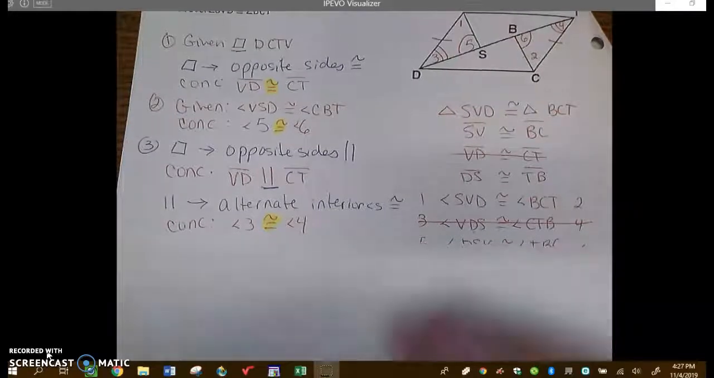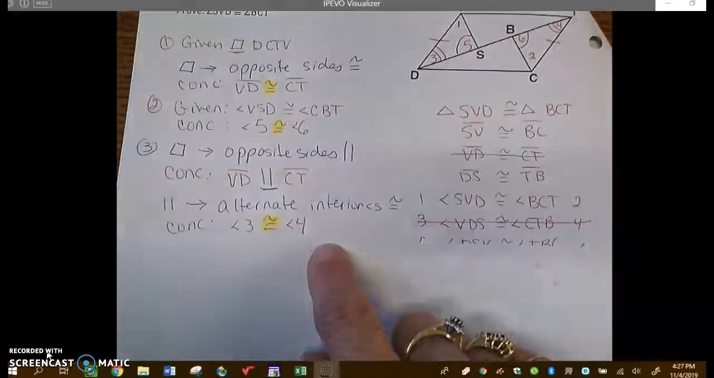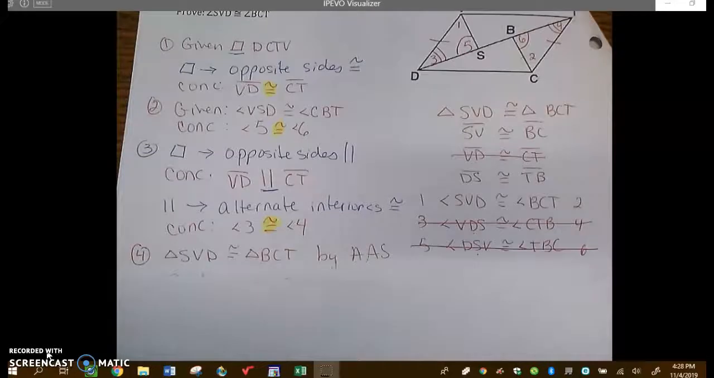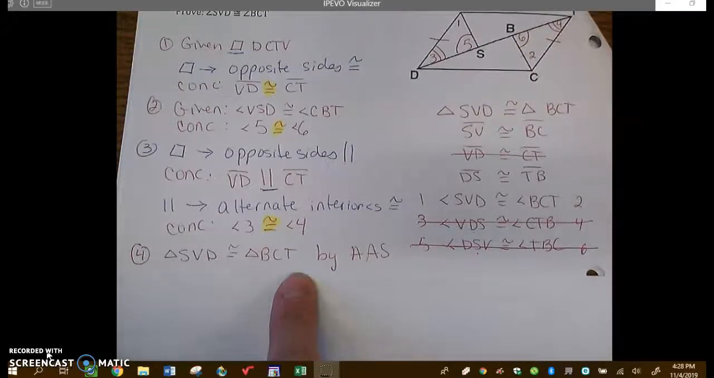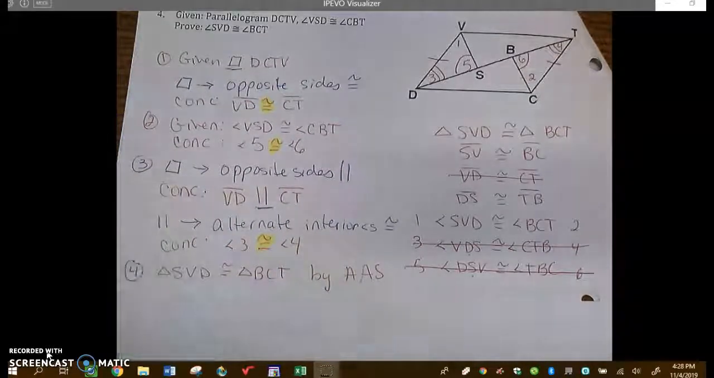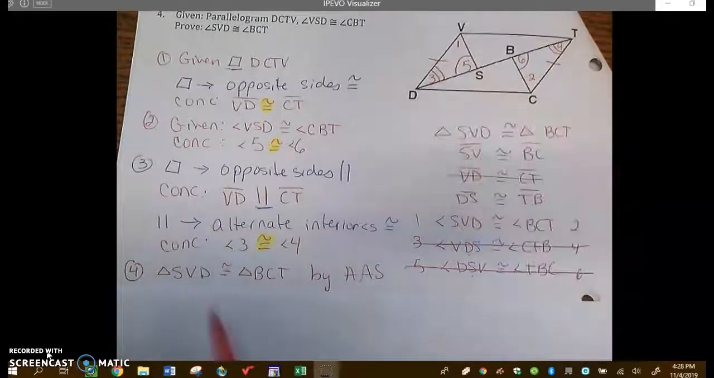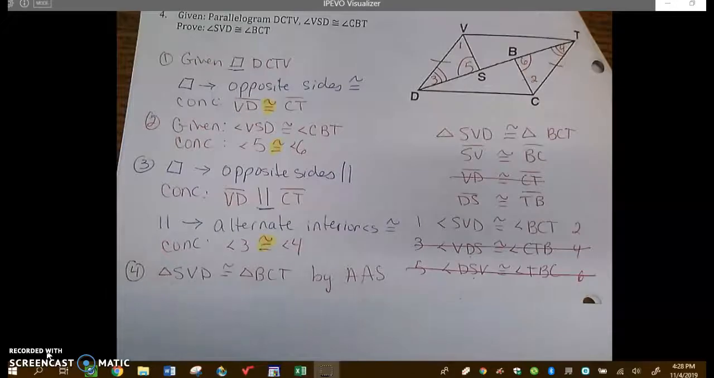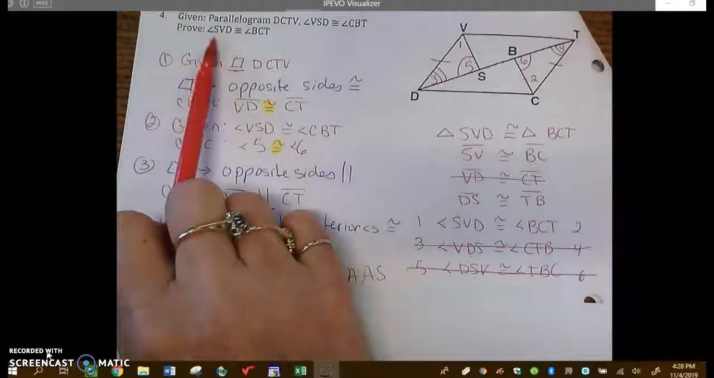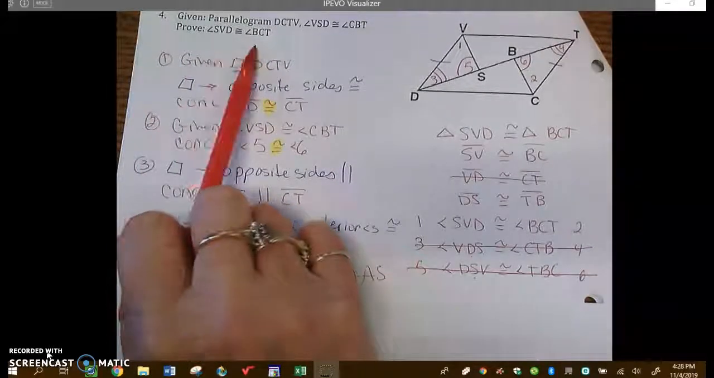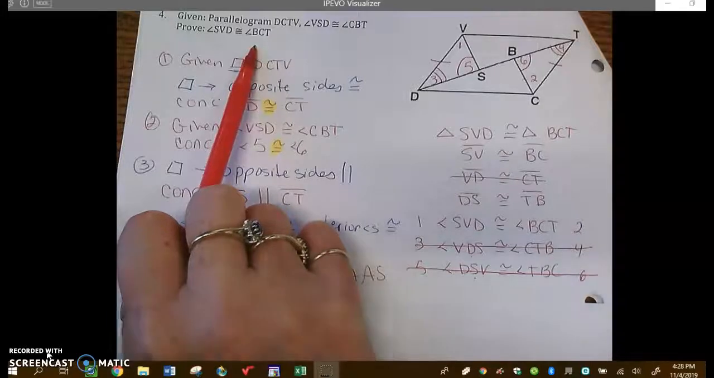So last thing we had said was angle 3 is congruent to angle 4. We have our 3 congruent symbols. So now we can say the 2 triangles are congruent. And if you look at the markings, it is angle, angle, side. All right, so we're not done because the proof wanted us to show that 2 angles were congruent.